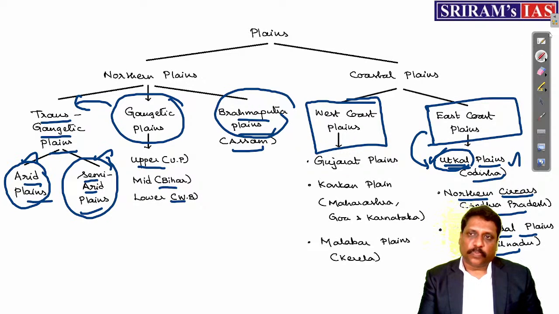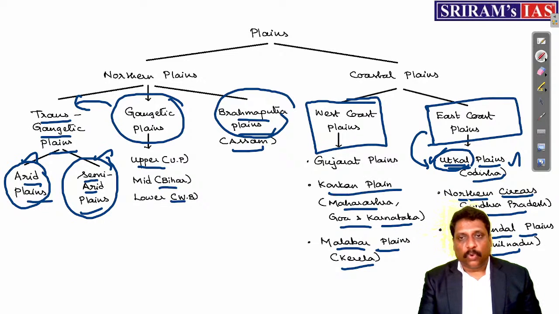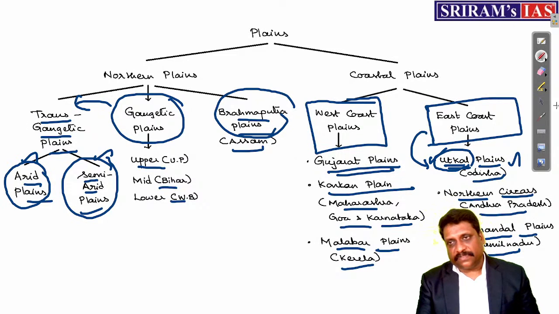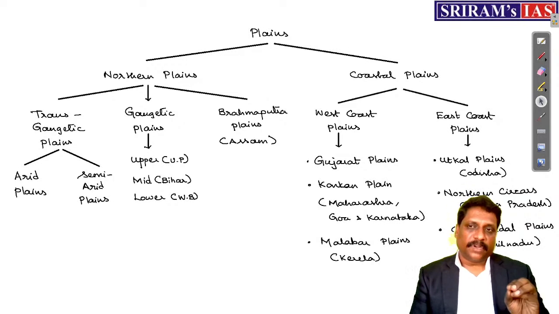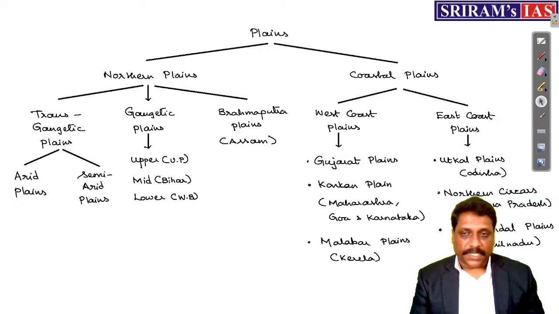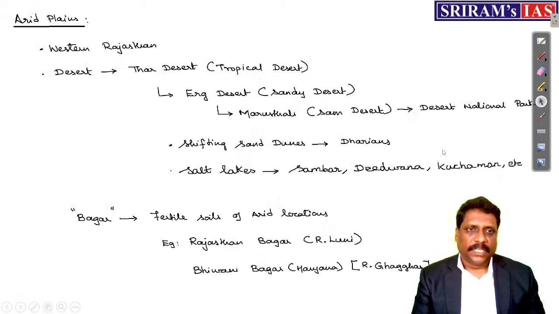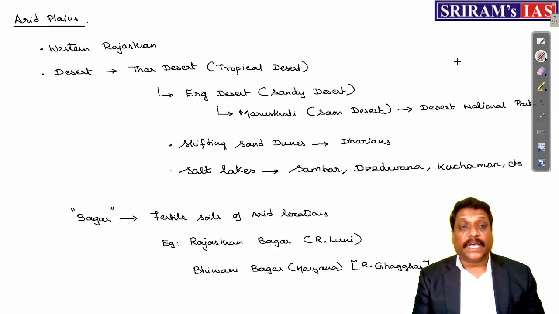Then when I talk about West Coast plains, we have the plains of Kerala, the Malabar Plains. Maharashtra, Goa, and Karnataka put together, we call the Konkan Plains. And the plains of Gujarat, you call the Gujarat Plain itself. Right. So all these plains, one by one, we have to take up and discuss in detail. Right, my friends. First, let me start with arid plains.